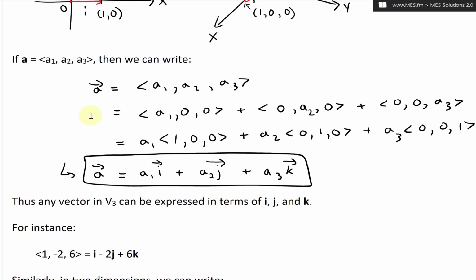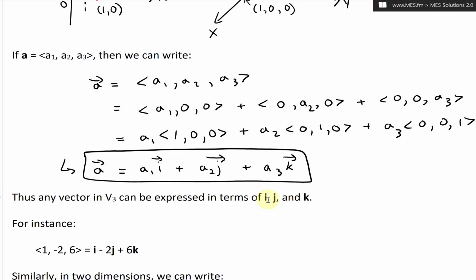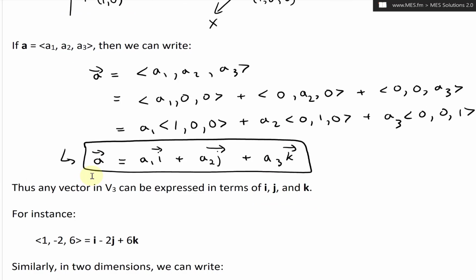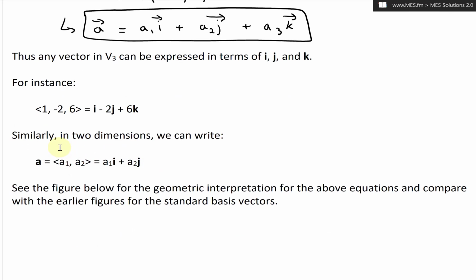Thus, any vector in the set of 3-dimensional vectors, V3, can be expressed in terms of the standard basis vectors i, j, and k. So for instance, the vector 1, negative 2, 6 you could just write as i minus 2j plus 6k. And similarly, in 2 dimensions, we can write the vector A with components a1, a2 as a1 times i plus a2 times j.